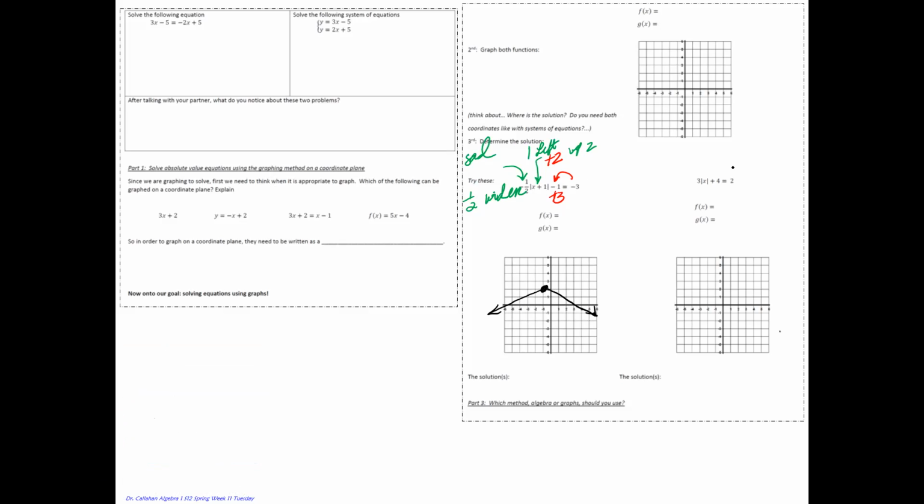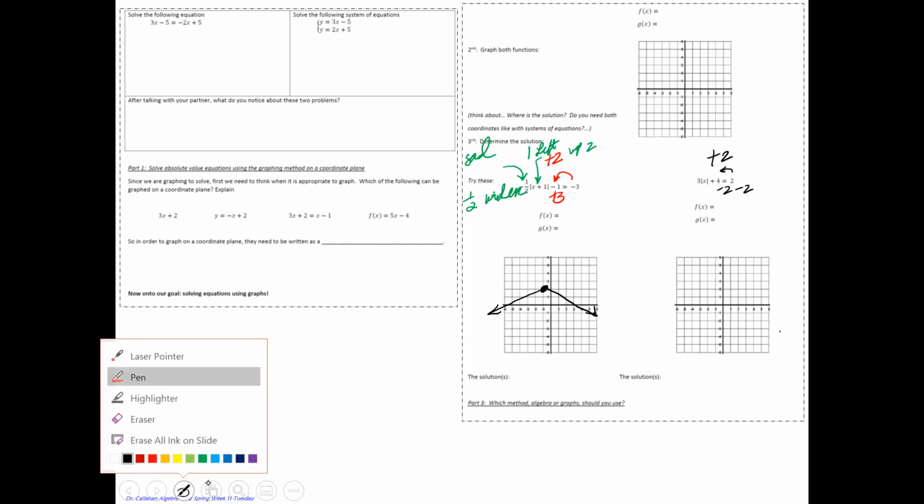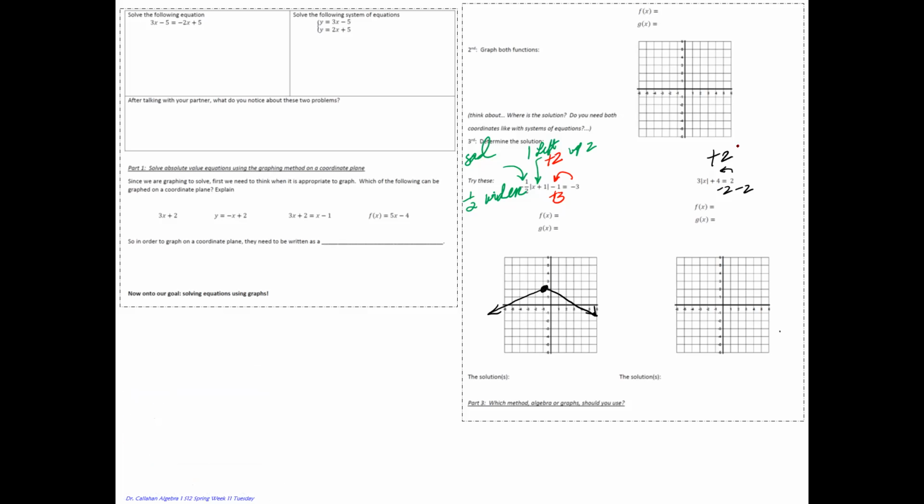Okay. Then let's take a look over here. I have a minus 2 on both sides, and I have a plus 2. So with this one, what this means is you're going to go 2 up. You don't move left or right. And the 3 means that it's going to be a skinnier shaped V. So I'm going to go 2 up, and it'll look something like this.